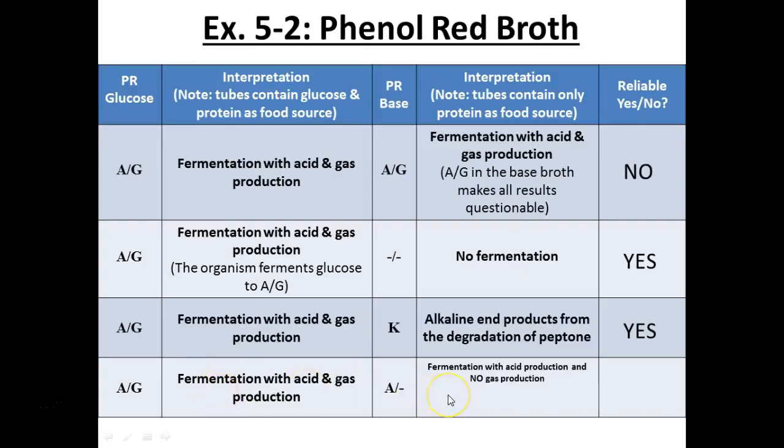Right? This next one, could we have this result in a protein-only tube? Could we have acid and no gas? No. That would not be a reliable result.